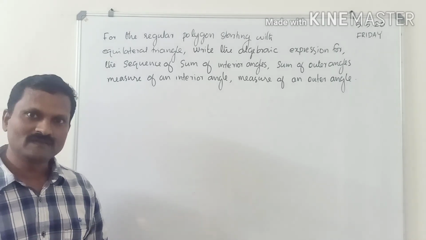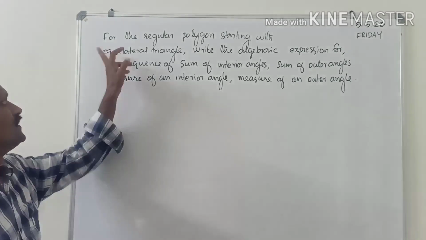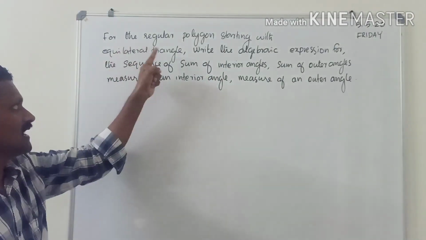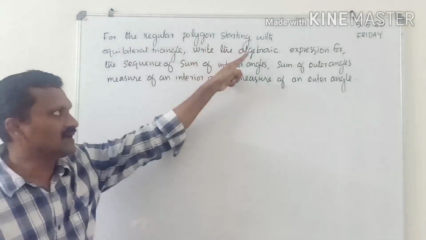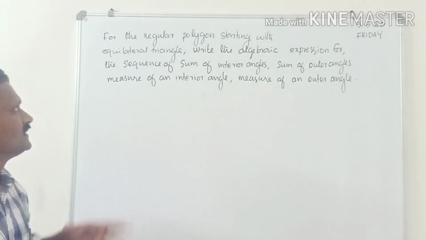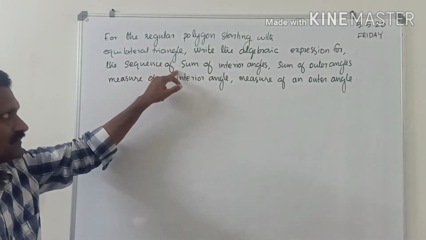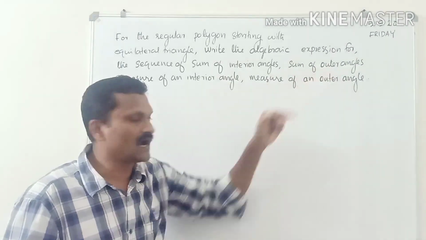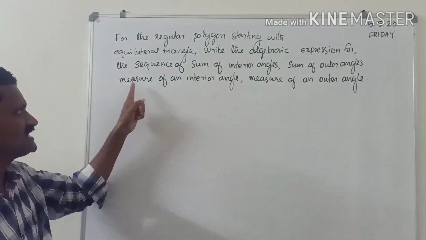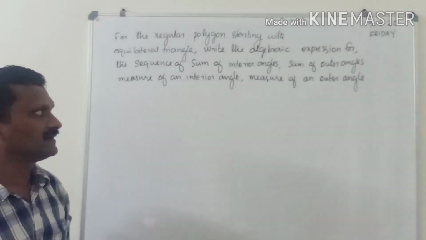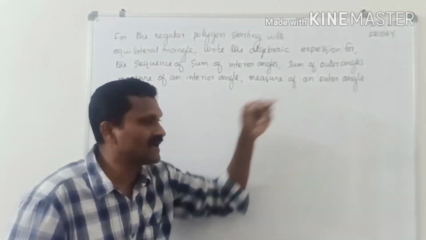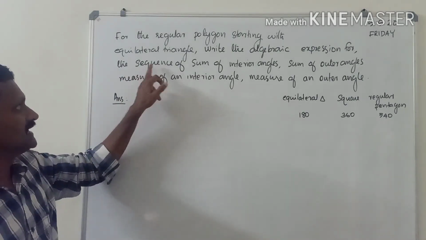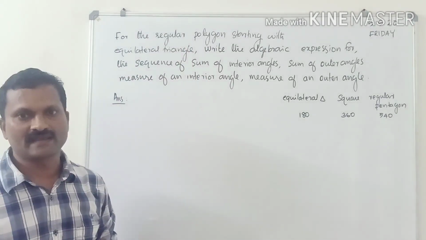We pass to next question. For the regular polygon starting with equilateral triangle, write the algebraic expression for the sequence of sums of interior angles, sums of outer angles, measure of an interior angle and measure of an outer angle. First one, sequence of sums of interior angles.